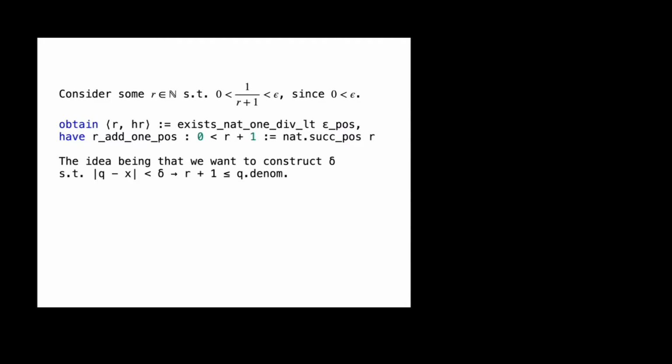The idea being that we want to construct a delta such that the distance between a rational q and x, if it is less than delta, would imply that r plus 1 is less than or equal to the denominator of q. And the reason we want to do this is, if you'll recall, since the Thomae function for rational numbers is defined as 1 over the denominator of that rational, we can essentially apply the transitive property of less than or equal to and less than to show that the Thomae function at that rational is less than epsilon.